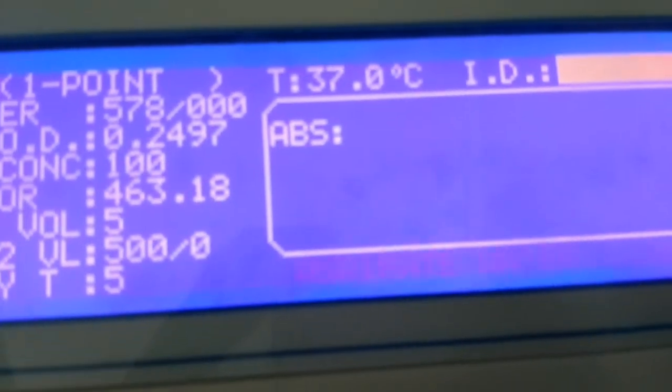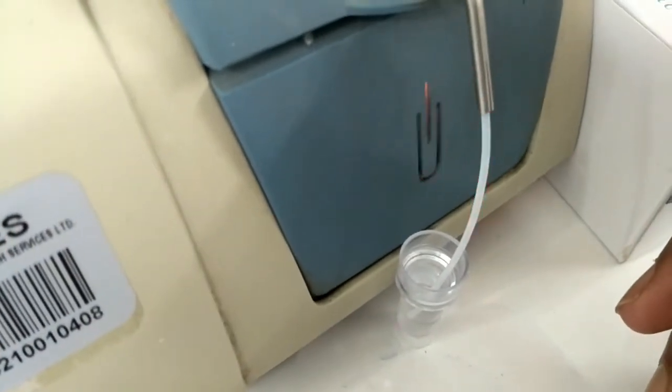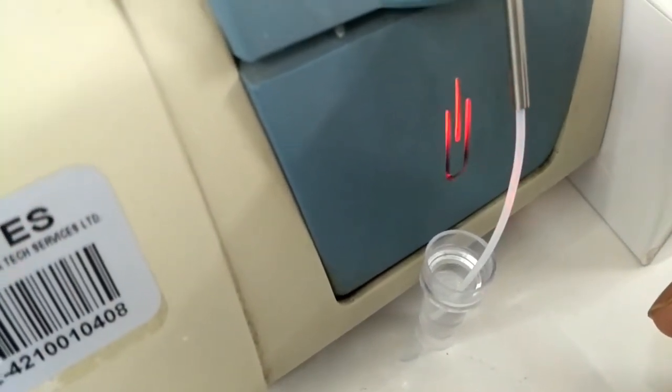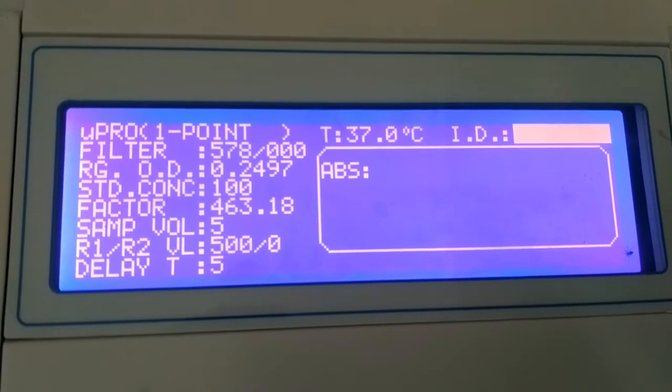After proper rinse, the machine wants to aspirate water, so we are pressing the switch for aspiration. Then the machine is ready for further process.